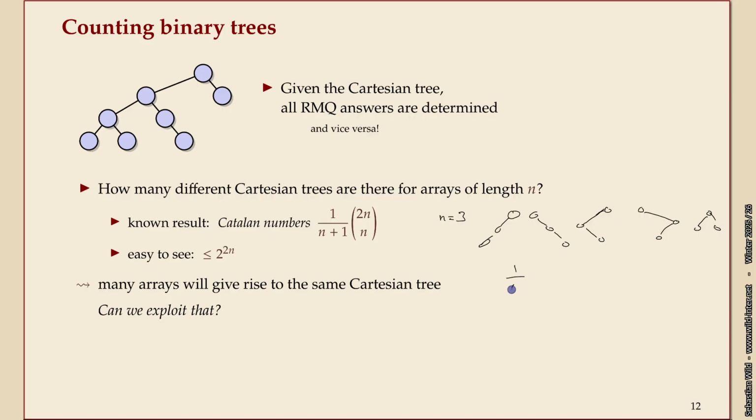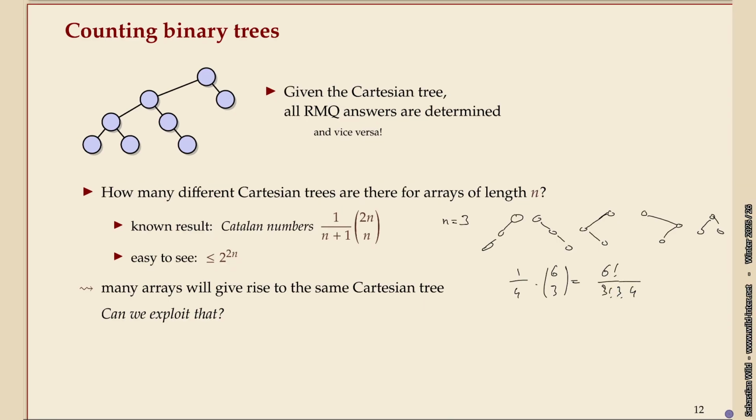So it's 1 over 4, and then 6 choose 3, otherwise known as 6 factorial over 3 factorial and 4 factorial. So you have the 6 factorial, 6 times 5 times 4. There's only the 6 times 5 left. The rest is cancelled with the 4 and one of the 3 factorials. And then there's another 3 factorial, which nicely works out to 6. So the answer is 5. Okay.